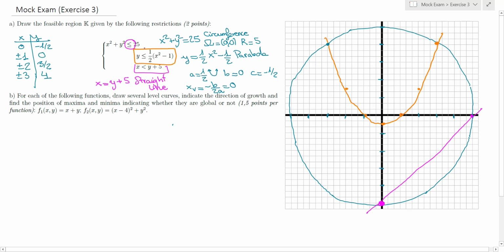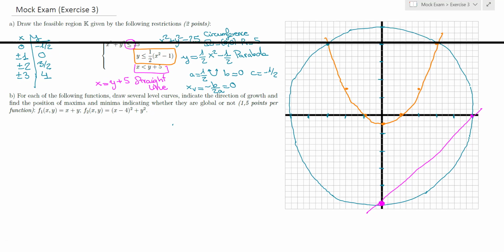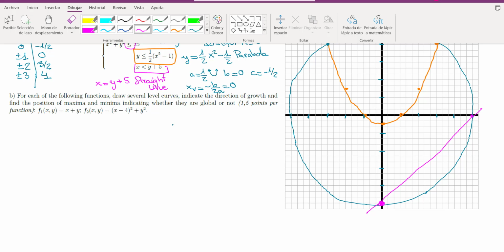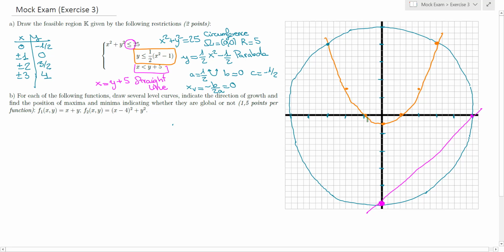So, if you take 0, 0, clearly it satisfies the inequality, so the origin is inside, and this means that, concerning the circumference, it's going this way. Now, for the parabola, for instance, if we take 0, 0, we get that 0 is less or equal than minus 1/2, which is not true. So the 0, 0, which is above the parabola, is not contained in the region. So we have to care about this part of the parabola, which is below it.